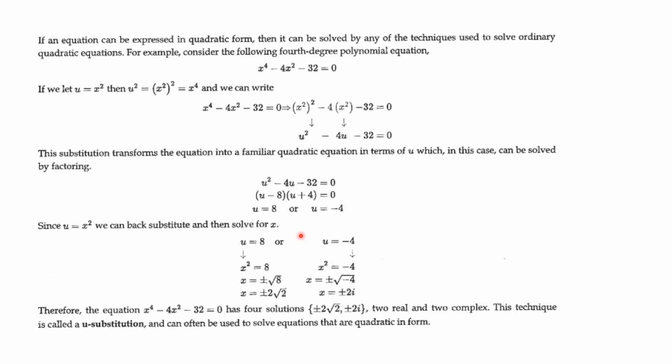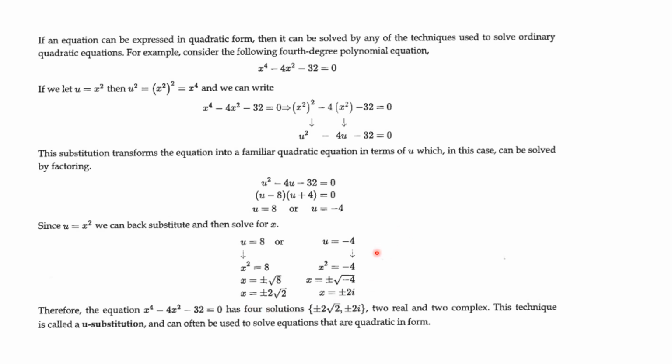So u is equal to 8, or u is equal to minus 4. But since u equals x squared, we can substitute back and solve for x. So if u equals 8, then x squared is equal to 8. X is equal to plus or minus the square root of 8. And when we simplify that radical, we get x is equal to plus or minus 2 root 2.